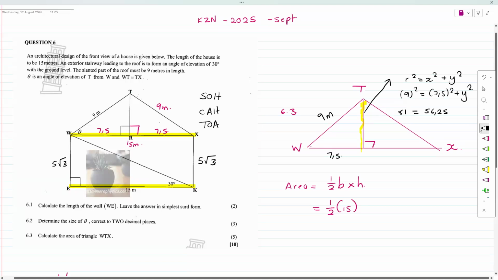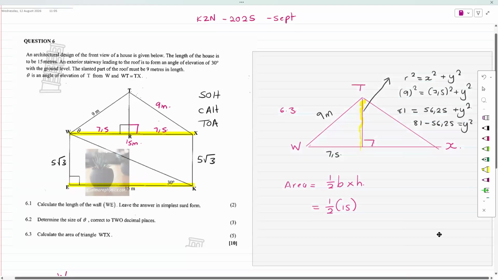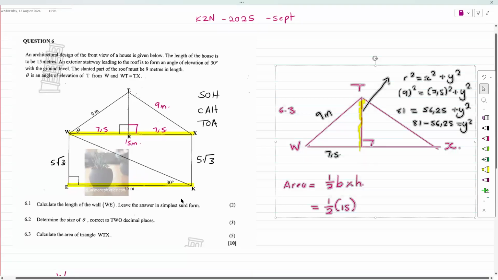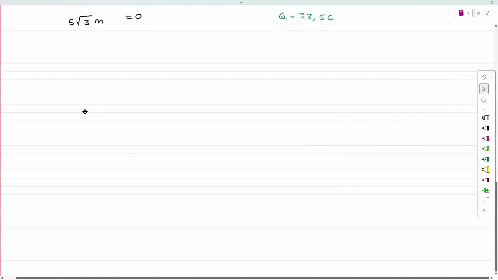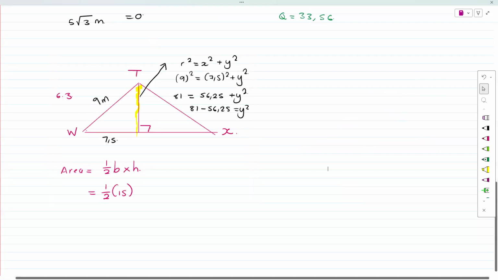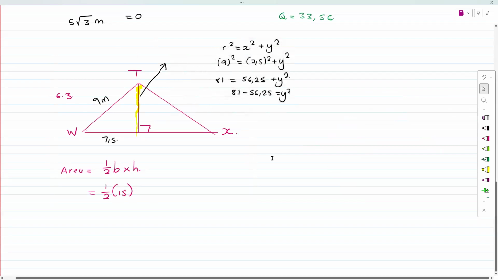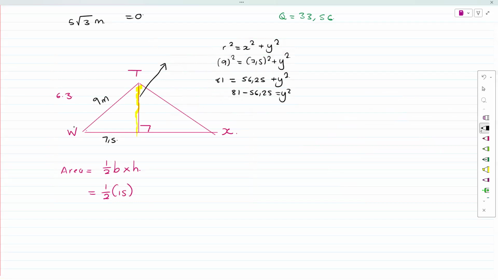They didn't say without a calculator, so I'm fine with that. And if they did, we might be in a little bit of trouble. 81 minus 56.25 equals y squared. I do think the work's kind of cramped up. Let me move it a bit. Let's put it down here. Okay, so this would be 81 minus that answer, 24.75 equals y squared.